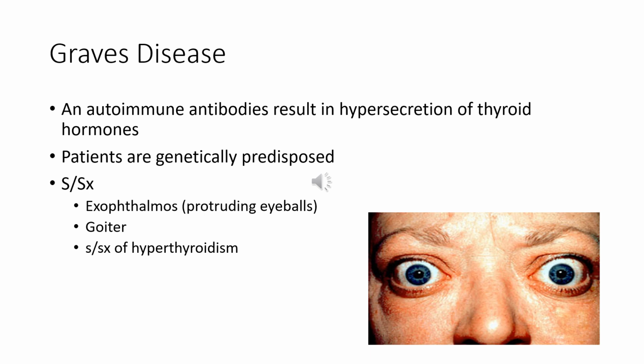Signs and symptoms include exophthalmos, I'm going to say that wrong, sorry, but that's when the eyes are protruding. You can have a goiter, and the signs and symptoms of typical hyperthyroidism.